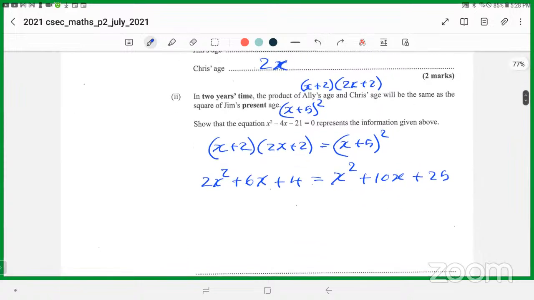All right? Then all I need to do is transpose everything over here and leave 0 on the right side. So see here, this x squared, come over and subtract from 2x squared, gives me x squared. This is 6x. I'm going to subtract 10x over here. 6 minus 10 is negative 4, so I'm getting minus 4x. This is 4. I'm going to subtract 25 over here. 4 minus 25 is negative 21, and I'm left with 0 on that side. Everything gone. See, same thing that I have right there, shown.